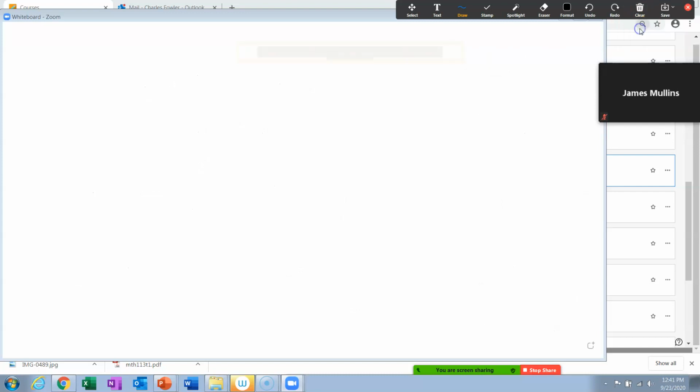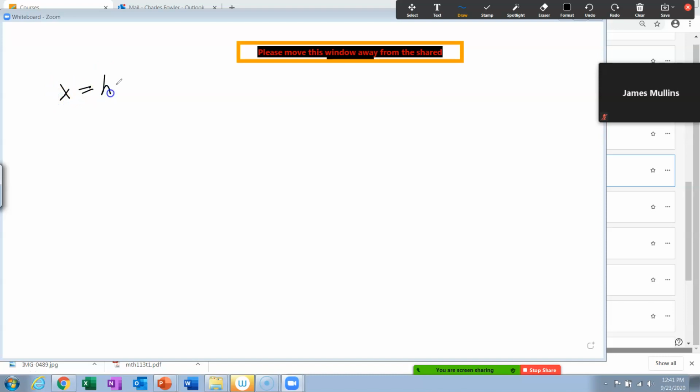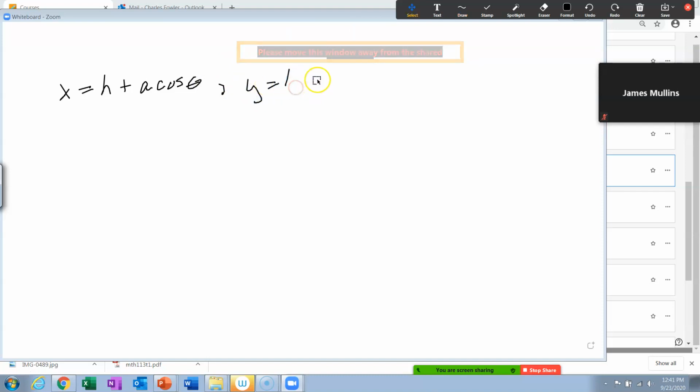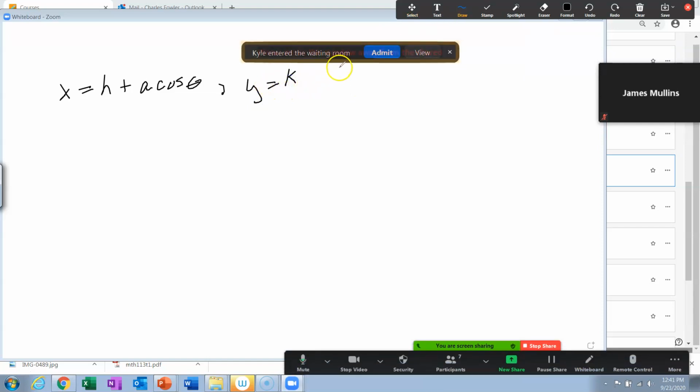So I'm going to clear the drawings here. And here's what they are saying. If you have a parametric equation such as this, x is equal to h plus a cosine theta. First parametric equation. Second one is this one, y is equal to k times plus b. Whoops, here comes somebody in.